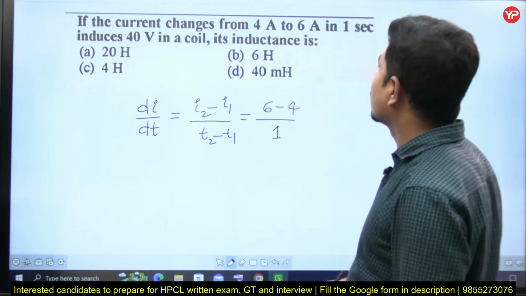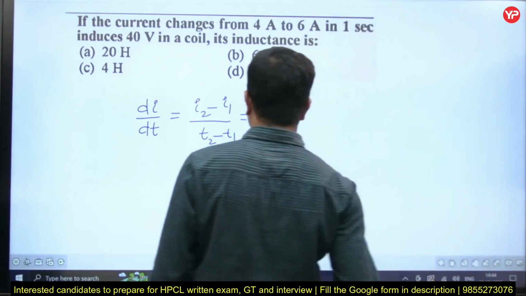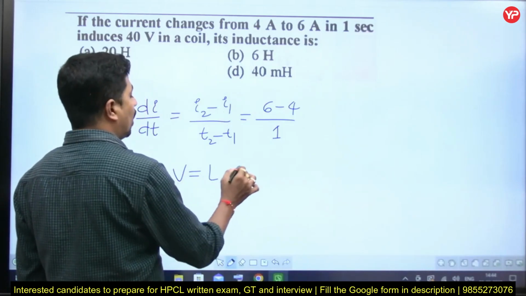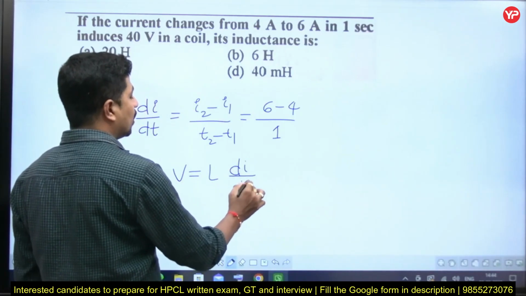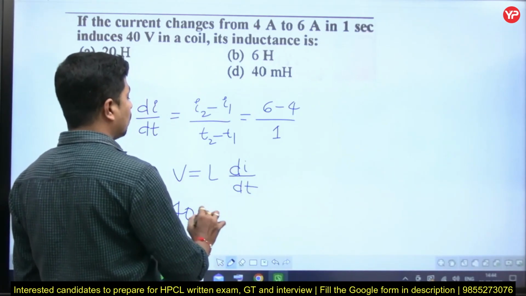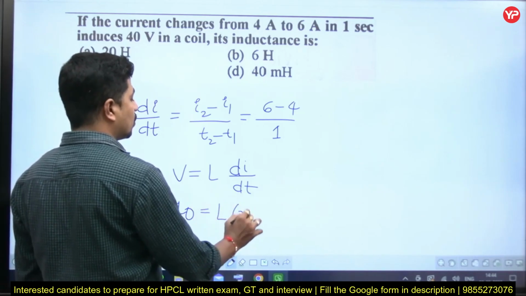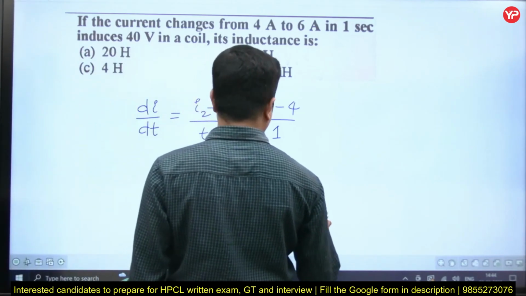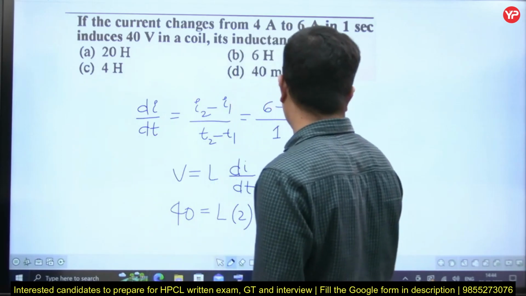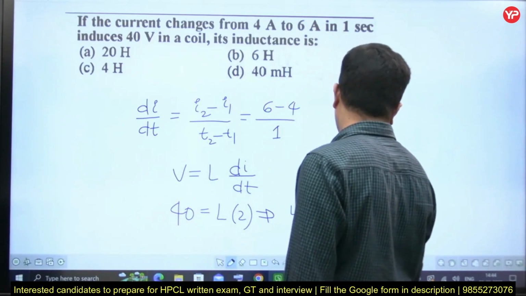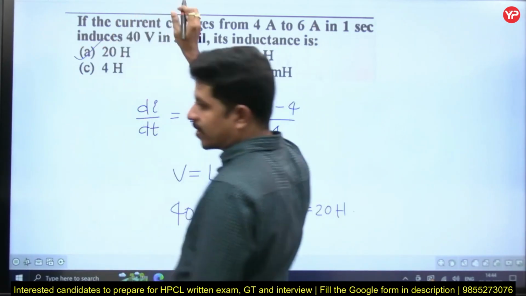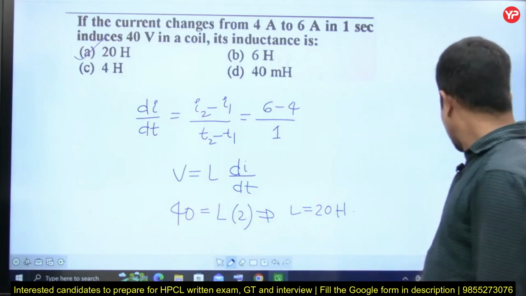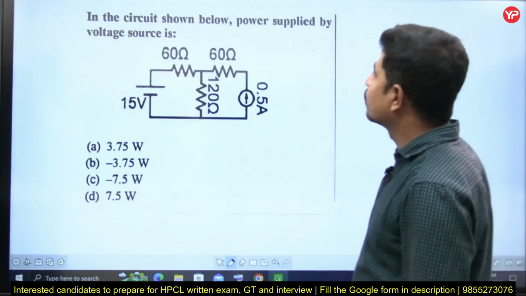It induces 40 volts in a coil. Then the inductance: V is equal to L di by dt. This is 40 volts given. L is what we are asked to find. This is 2. That implies L is equal to 20 Henry. That's all. Direct question it is. Let's go to the next question.